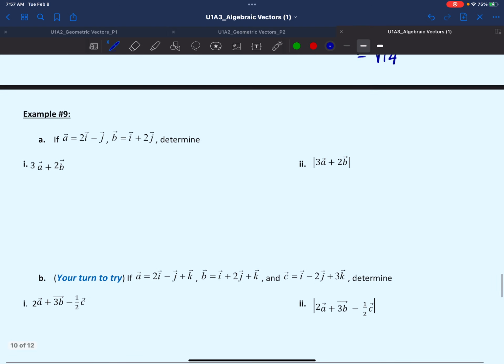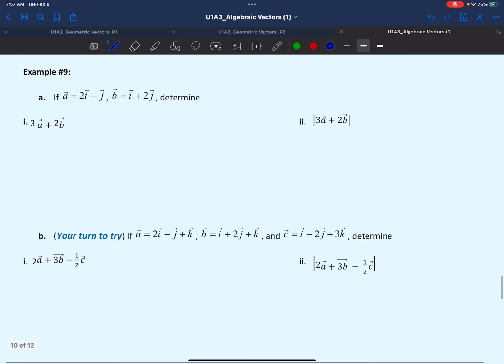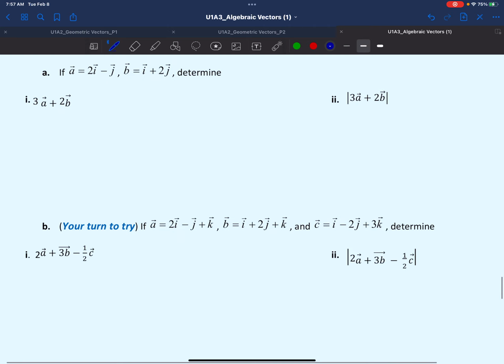In the next example, we have the multiplication of a vector with a scalar. So these are kind of easy and fun examples. So we have vectors a, 2i minus j, and b, i plus 2j. They're in 2D. And we have to find 3a plus 2b. So that means 3 times (2i minus j) plus 2 times (i plus 2j).